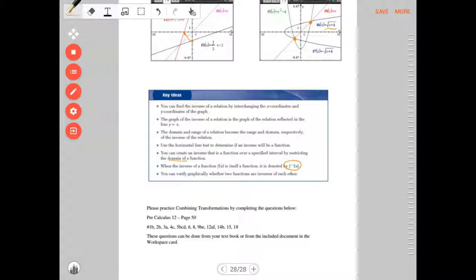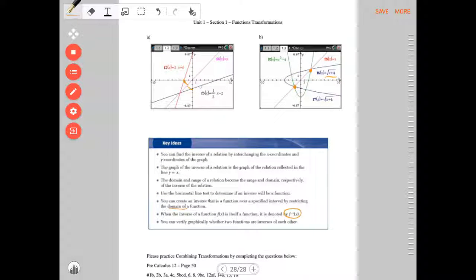And then we can always verify graphically if the two functions are inverses of each other, because they'll look like these graphs above. You can tell that they're going to be reflections. And I always like to graph that line y equals x just to kind of see.